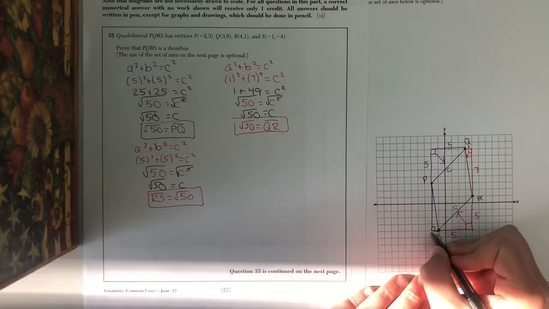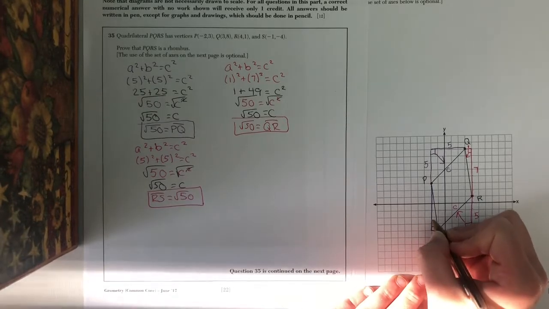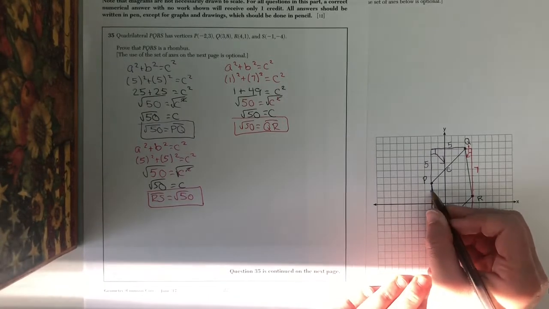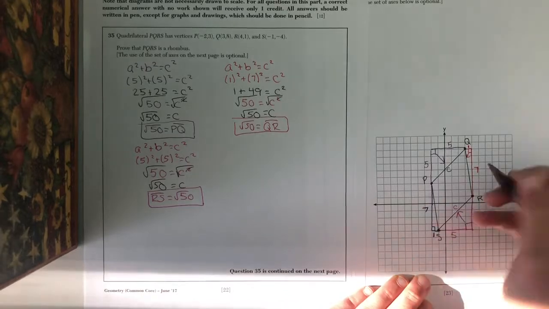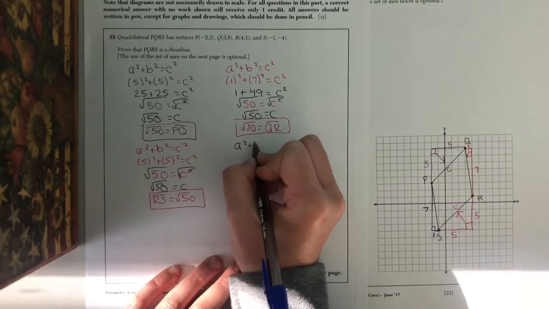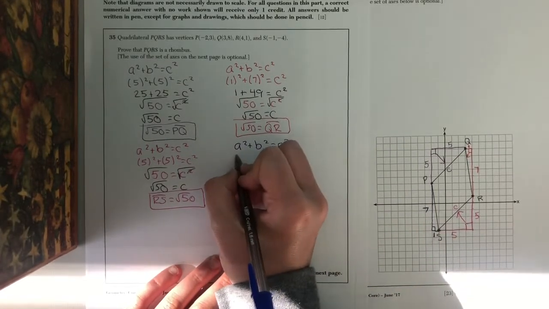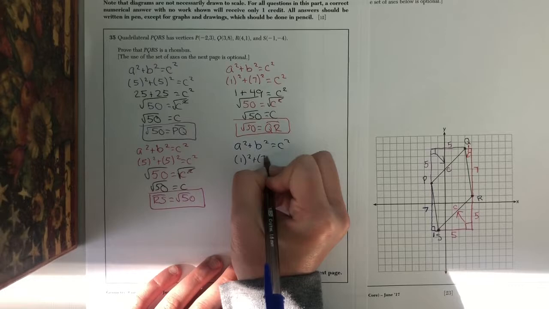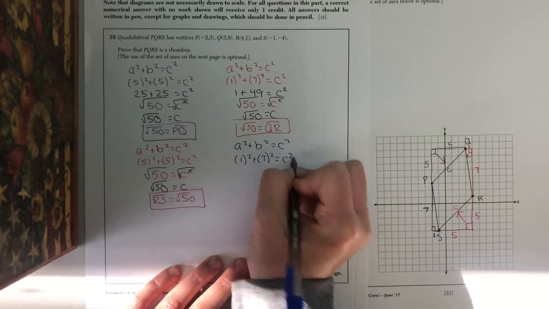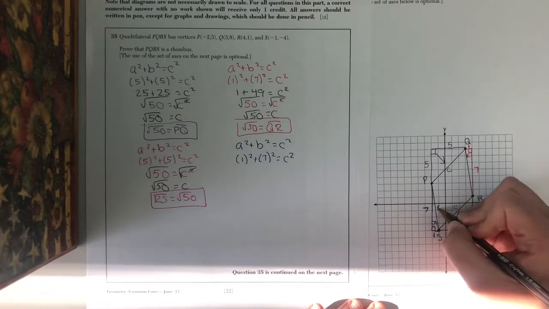From S to this meeting spot, that's 1 unit. From this meeting spot to P, it's up 1, 2, 3, 4, 5, 6, 7. Same numbers as QR. And I'm just going to show my work just to prove that this is a rhombus. So my 1 and my 7 are my legs. And my C squared, across from the right angle, is my side PS.